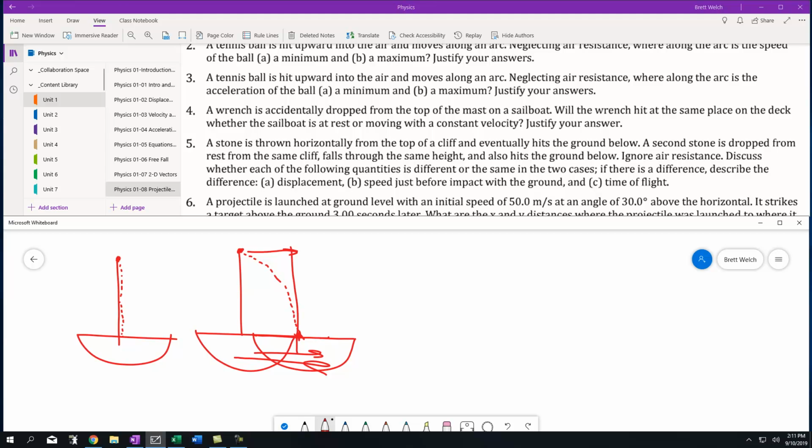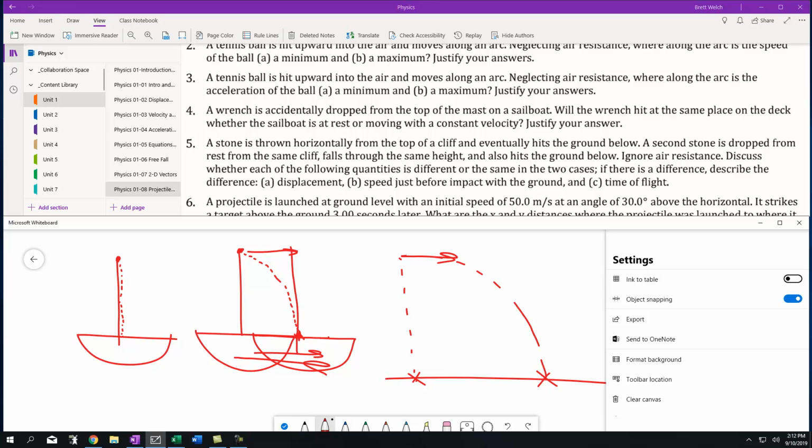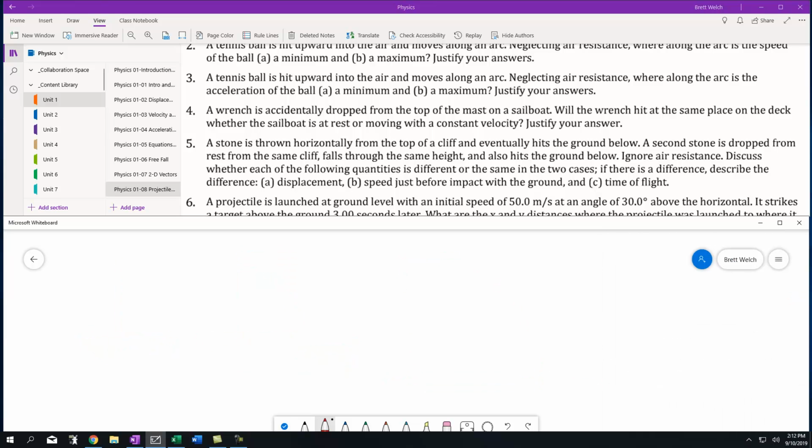So question number 5 talks about something very similar. If we drop a stone and we throw a stone horizontally, in other words, if one's doing this and the other's just being dropped straight down, certain things are going to happen. Vertical displacement, they're both going to go the same distance vertically. Horizontally, the one that's shot to the right is obviously going to cover more distance. But will they hit the ground at the same time? The answer is yeah, absolutely, because we know the horizontal and vertical are independent from each other.